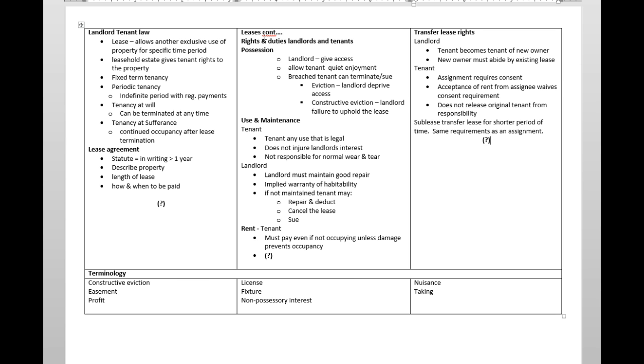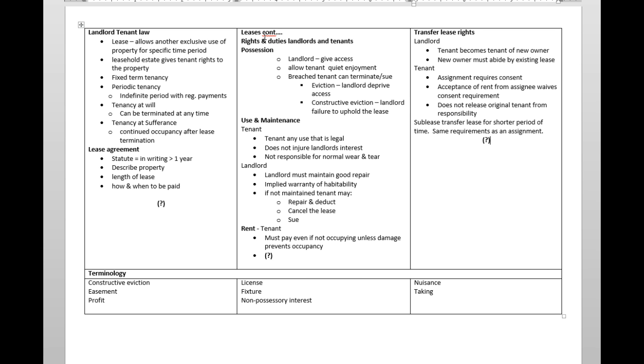Or, on the other hand, if the tenant breaches anything that's in the lease, such as doesn't take care of the property or doesn't make payments, the landlord can evict the tenant for not following the lease's agreements or requirements. And there's something called constructive eviction, which is the reverse.